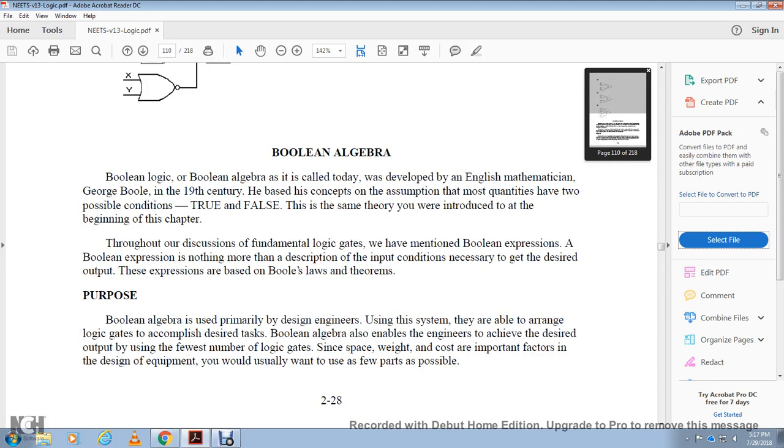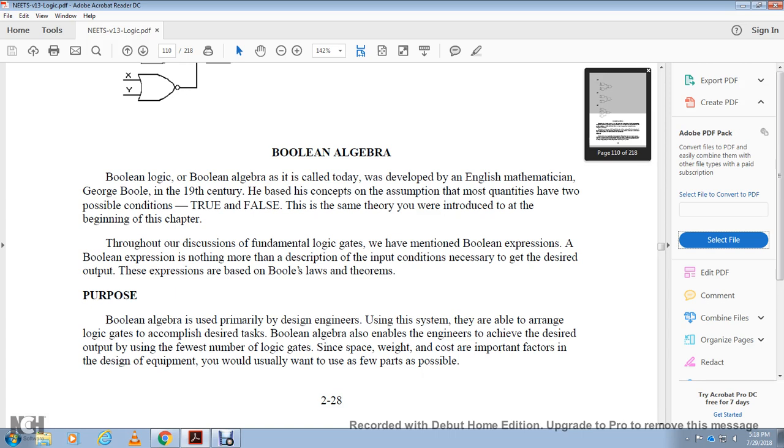All right, Boolean algebra. Boolean logic. Boolean algebra is named for the developer, the Englishman, the mathematician George Boole, in the 19th century, based on the assumption that most quantities have two possible conditions, true and false, the same theory that was introduced at the beginning of the chapter. Throughout the discussion, fundamental logic gates have been mentioned. A Boolean expression is nothing more than a description of the input conditions necessary to get the desired output of the expression, based on Boole's laws and theorems.